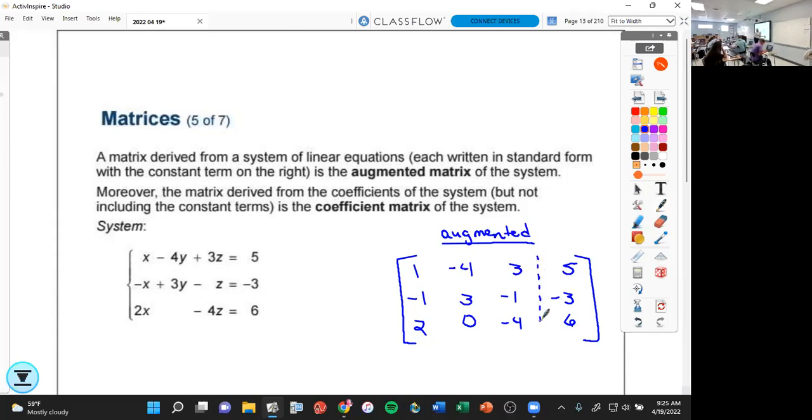Now, many times when you have an augmented matrix, you'll see a dotted line that separates them. But as you're doing the work, you probably won't write that dotted line. You'll just know that the last column is going to represent the constants. So a matrix derived from the system of linear equations is the augmented matrix. So this is the augmented matrix of this system. The matrix derived from the coefficients of the system, but not the constant terms, is the coefficient matrix. So that means that this part right here is the coefficient matrix.